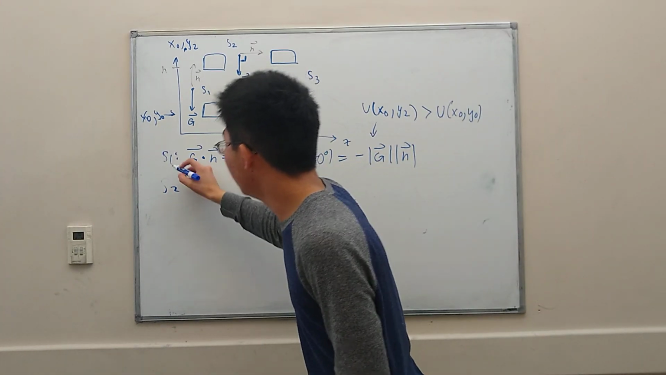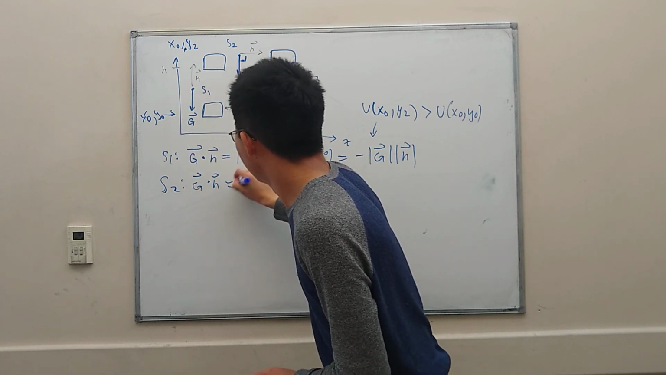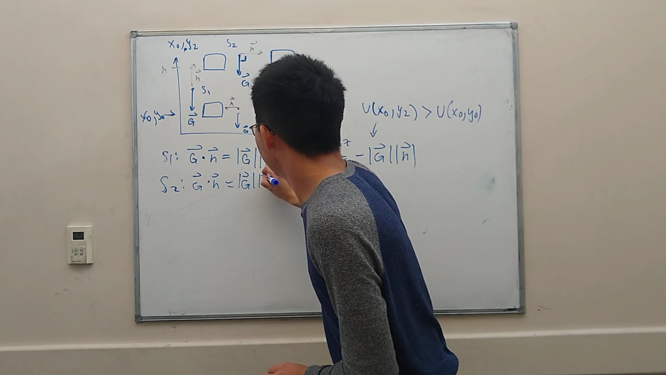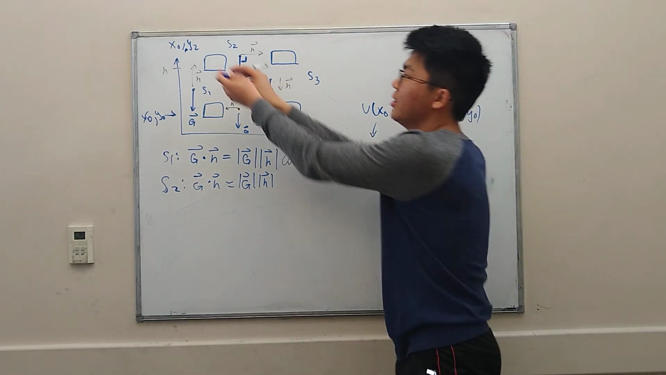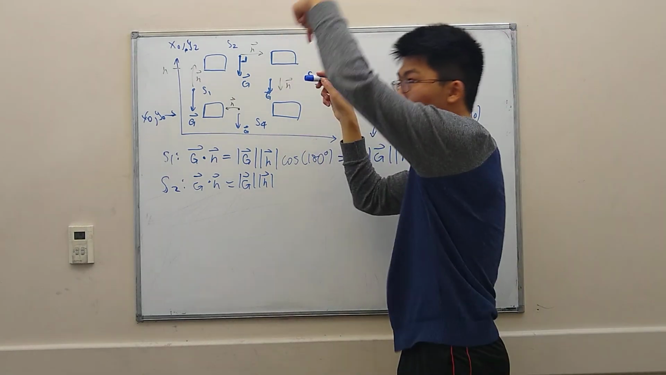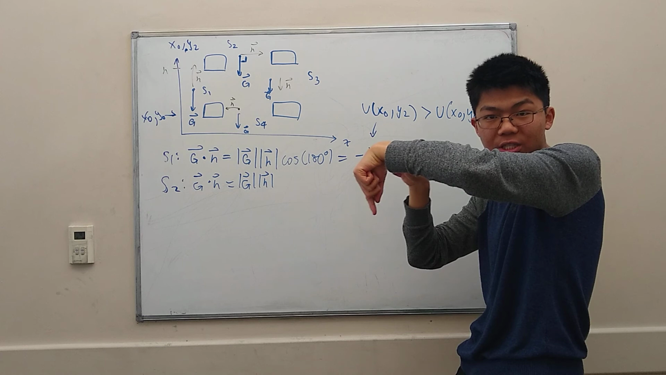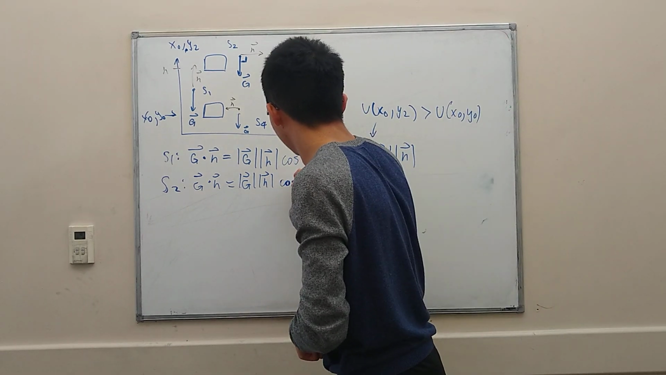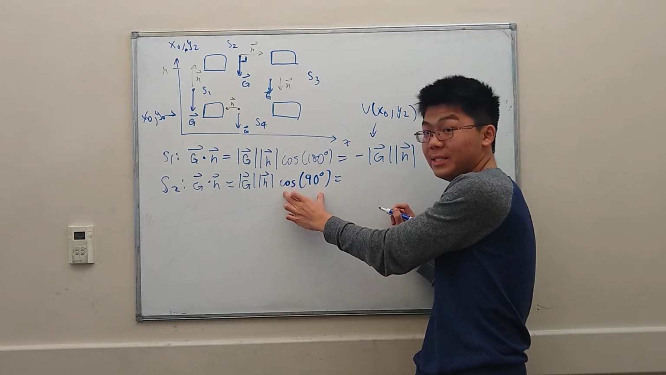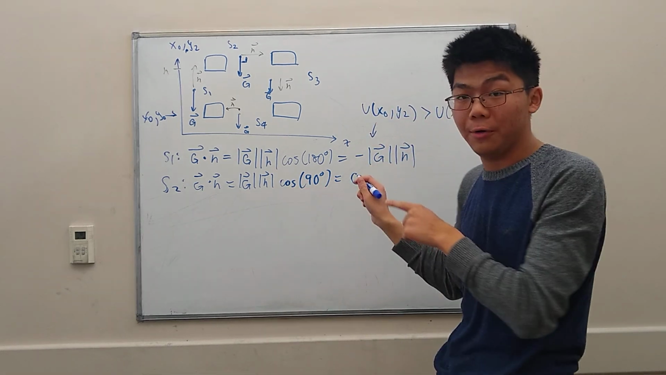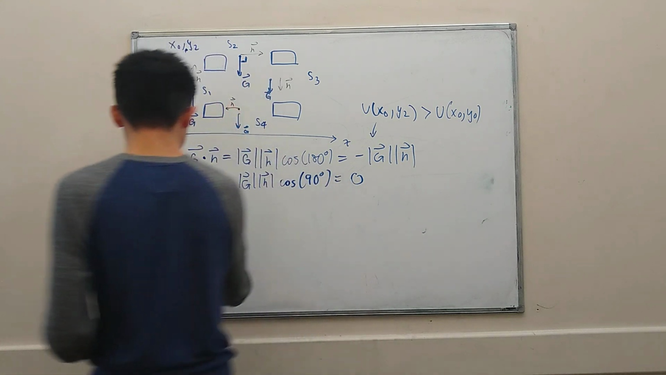For S2, the angles are 90 degrees apart. So the object's moving this way, but gravity is pointing downward. And so we have 90 degrees between these two vectors. That's why this turns out to be 0, and our final result is 0. Let's take a look at S3 next.